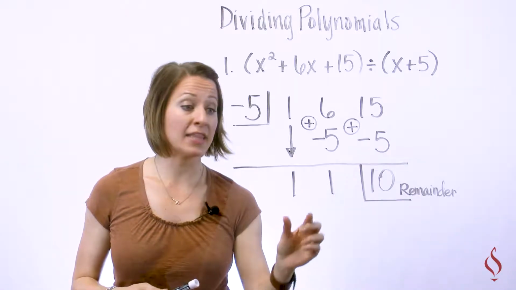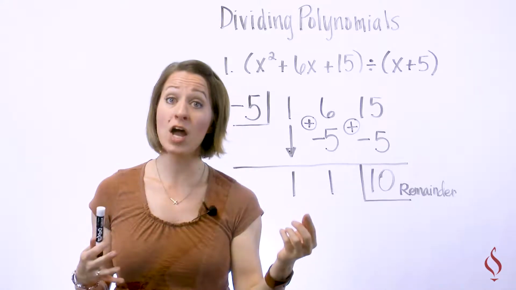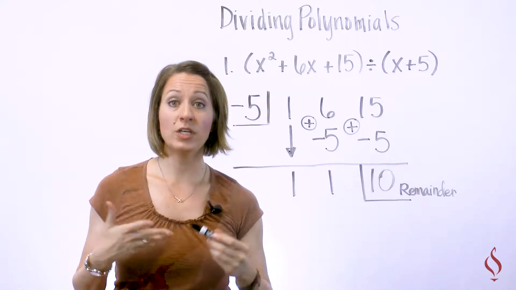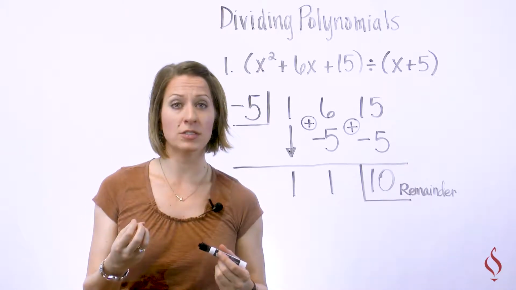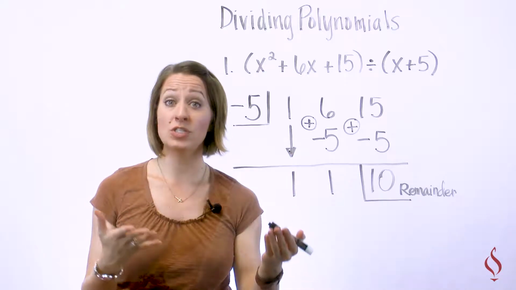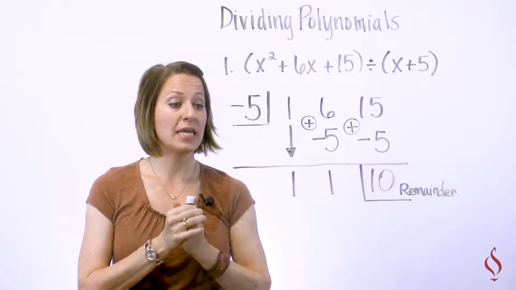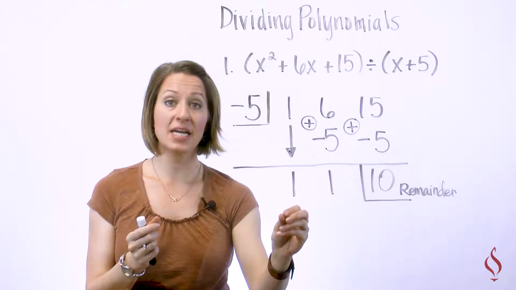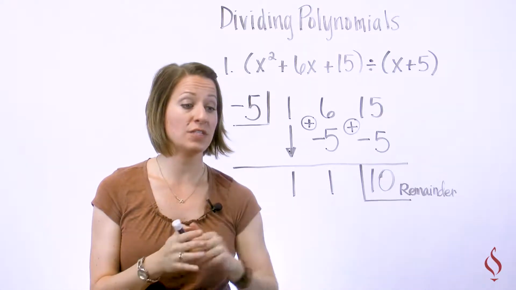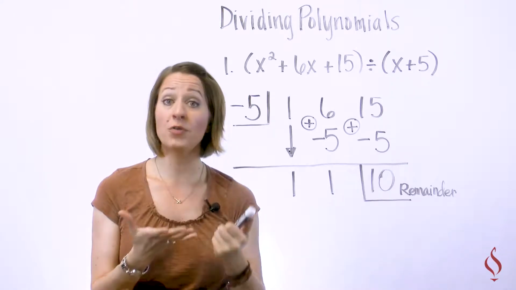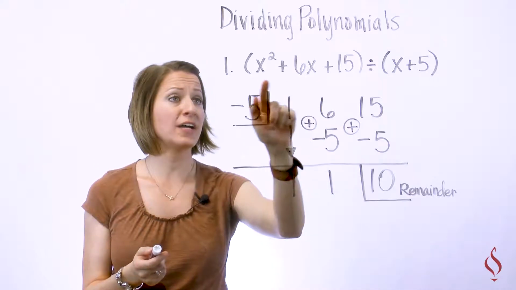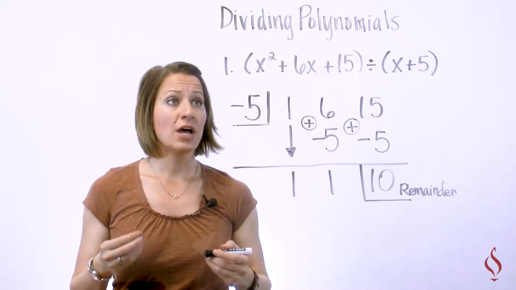Okay, so take a look at the numbers that we have that are not our remainder. We have a 1 and a 1. These two 1s will be coefficients to our answer, but they're missing the variables, which was x in this problem. And so we have to reassign the variable places to each of these coefficients.